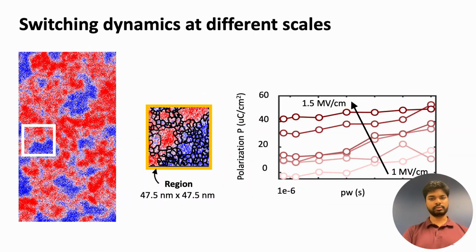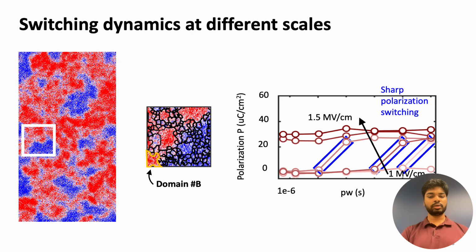Now let us quantify this across three length scales. First, we integrate the polarization across the zoomed in region, which is about 47 nanometers by 47 nanometers. We obtain smooth gradual curves similar to the NLS measurements that are done in the lab. We show the x-axis as the pulse width, and we show polarization switching curves at different electric fields. Now, let's zoom into one particular domain. Now we begin seeing sharp polarization switching without any partially polarized states. Again, the x-axis is pulse width, and the curves are for different electric fields.